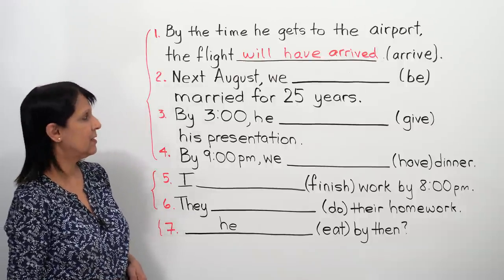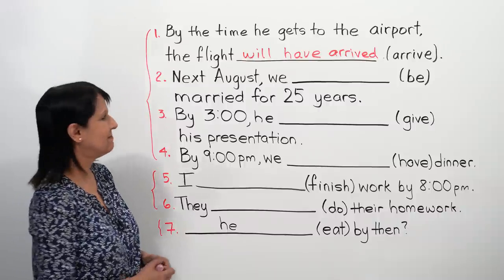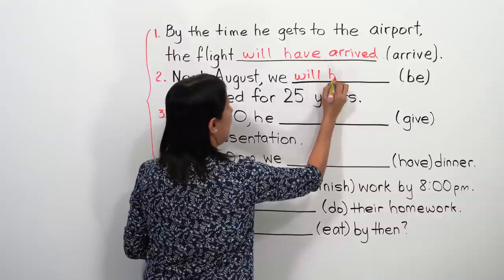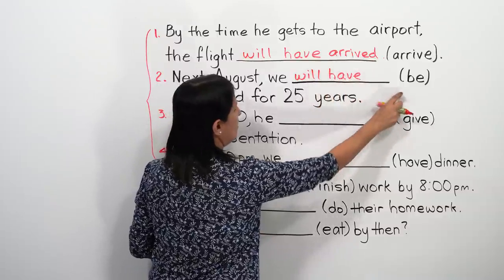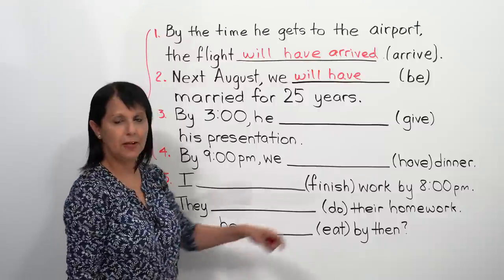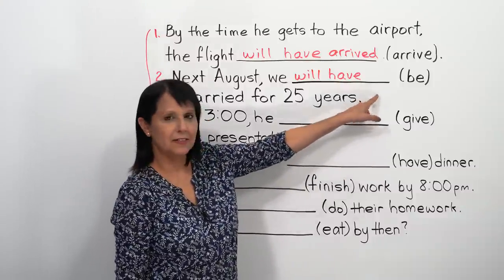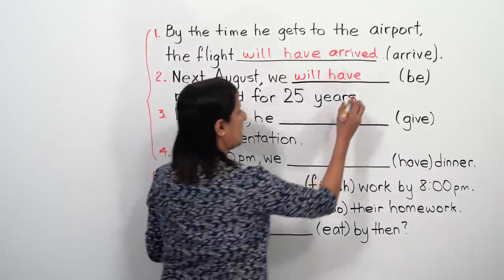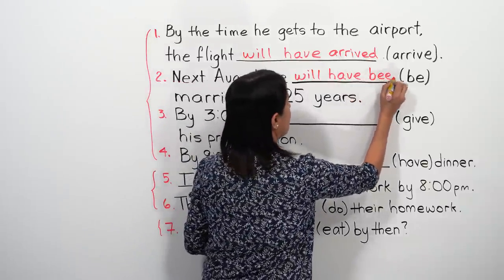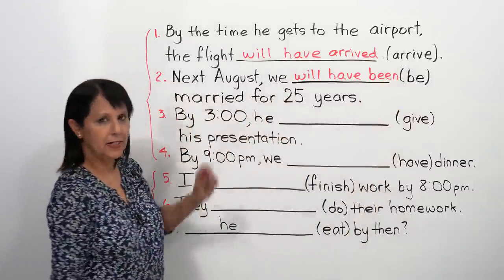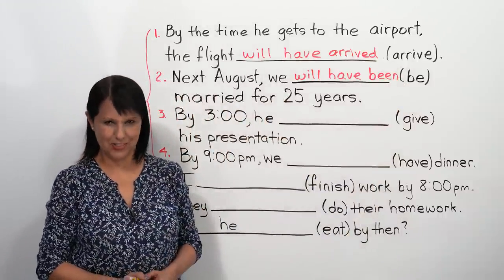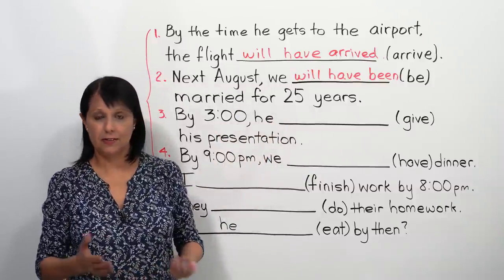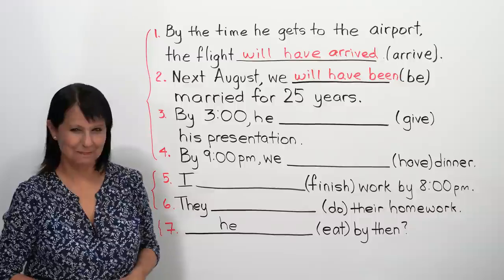Next August, we, yes, will have, and what's the form of be that we have to use here? That's an irregular verb. What's the third form? Will have been married for 25 years. Okay? Will have been, will have arrived. These are all future perfect tense.